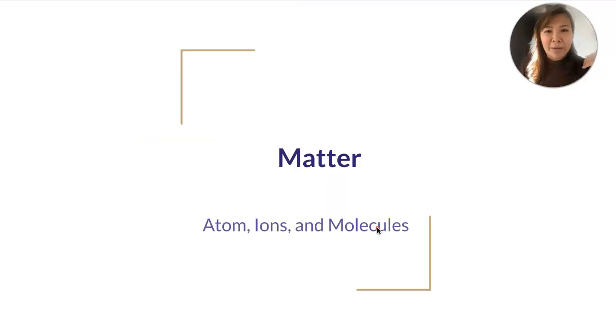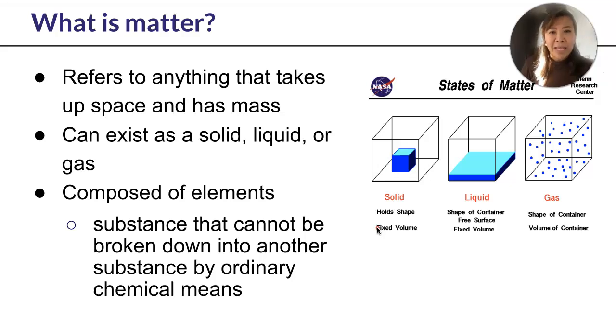So let's move on to matter. So what do we mean by matter? Well, matter is pretty much anything that takes up space. And matter can exist in three different states. It can be solid, it can be liquid, and it can be gas. One easy way to demonstrate this is water, because we can see that water exists in all three states.